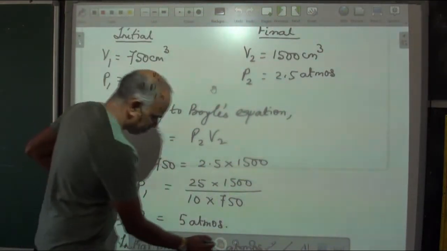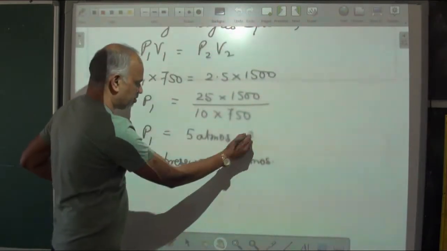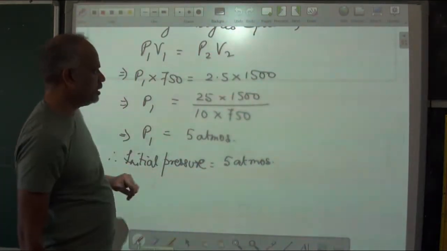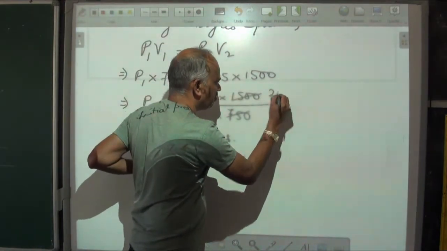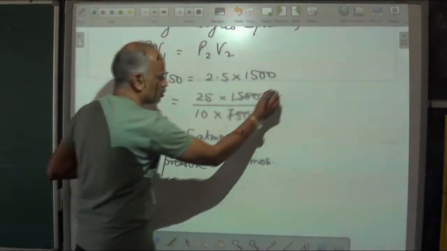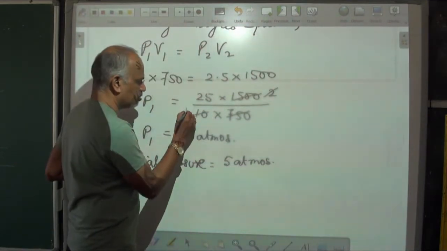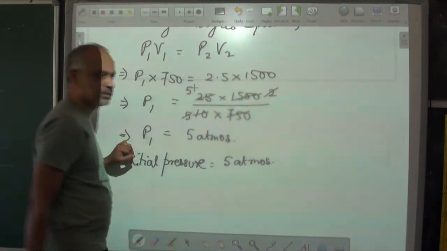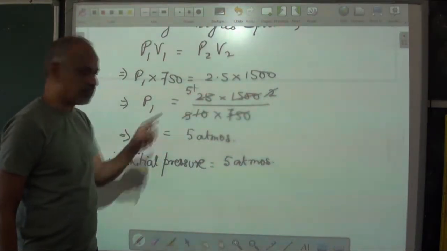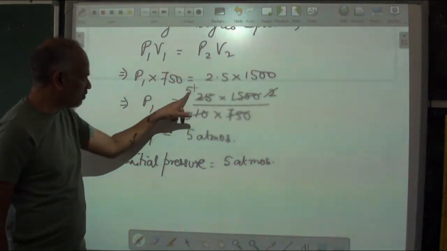To simplify this, both these can be divided by 750 two times. 2 and 10 goes 5 times. 5 and 25, 5 times. Nothing left except the 5. So P1 is equal to 5.